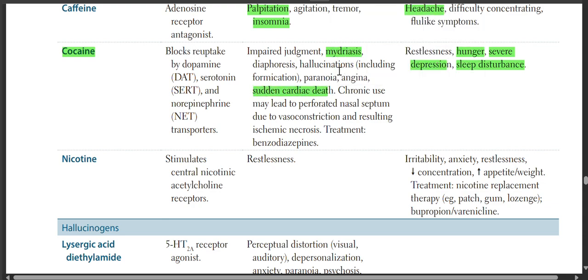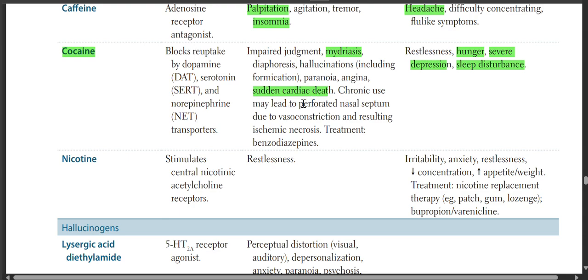Now, the reason why these patients have a sudden cardiac death is because whenever you take a stimulant, especially cocaine, you develop tachycardia. And this tachycardia is so extensive that the patient's heart just kind of gives up. It's like it's worked too much and now it just stops working. That's how you develop this sudden cardiac death.